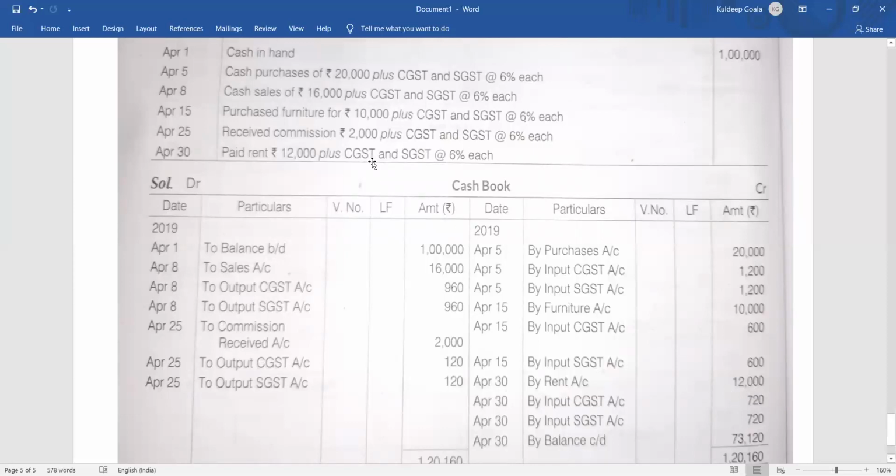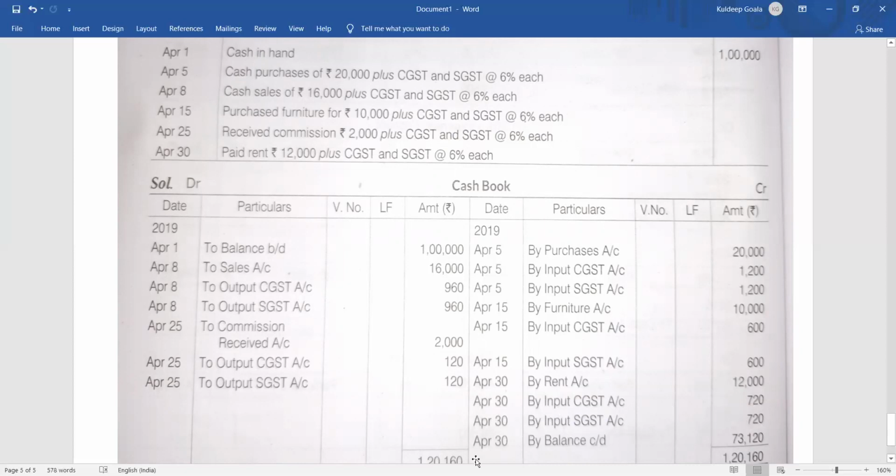Then again by input CGST. Input CGST, why? Because rent we are paying for the purpose of the shop. We are using it for producing output. So basically we are using these things as input. For producing the output, we are using all these things as input. Clear? So we have input CGST, how much? 6% of 12,000 will be 720 rupees. So by input CGST we have 720, by input SGST we have 720.